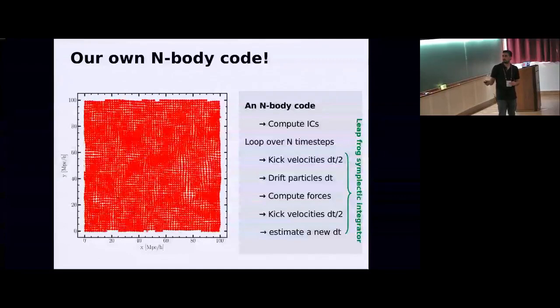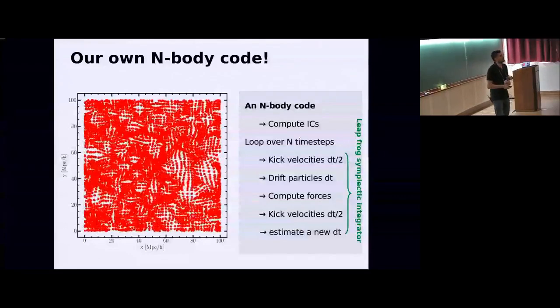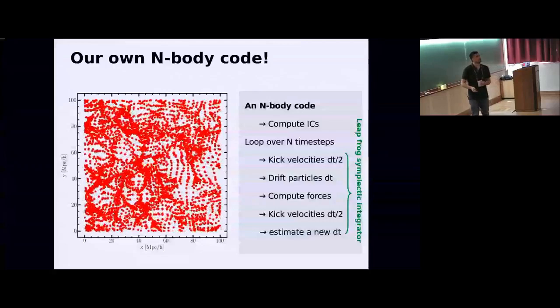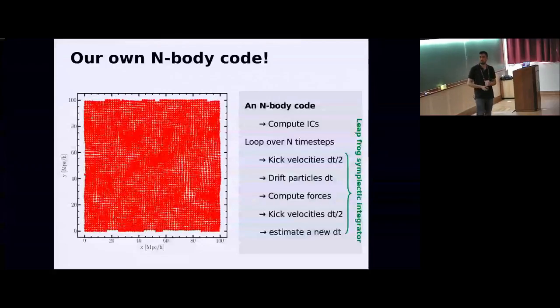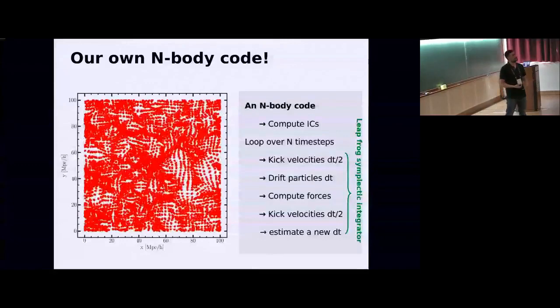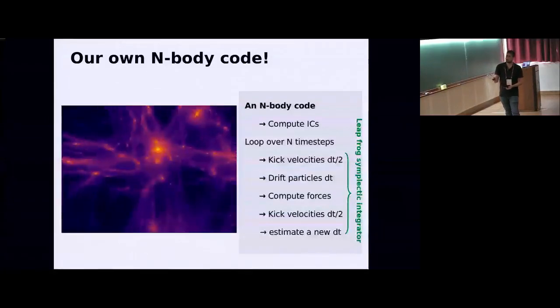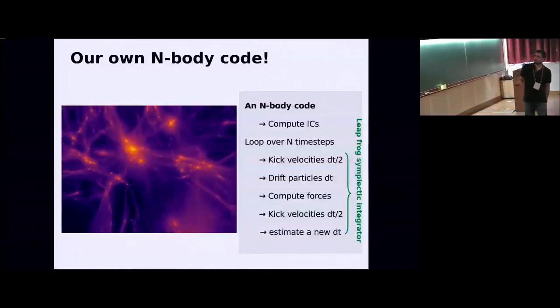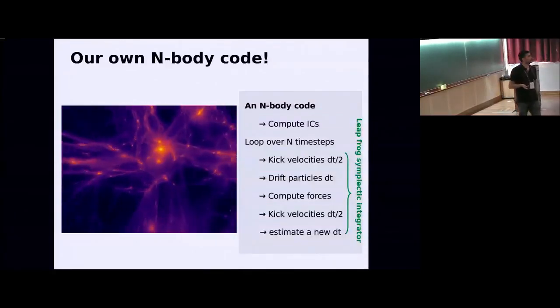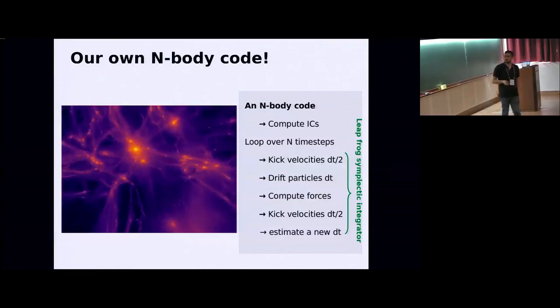And this is what we are getting with this integrator. Initially it was very smooth, and now we are forming all the filamentary structures that we saw in the initial movie. If you do a fancier visualization of the same particle distribution, you end up with something like this. I'm not sure you can see well, but this is one of the modern N-body simulations.